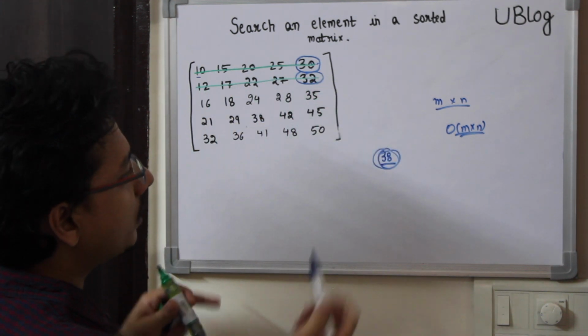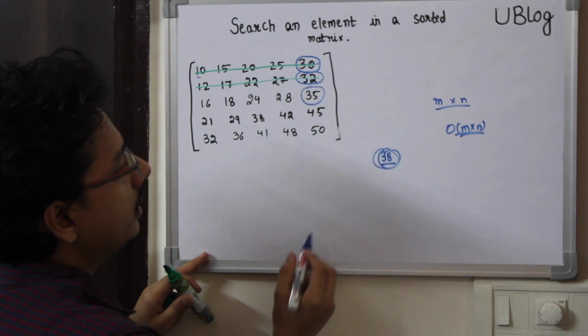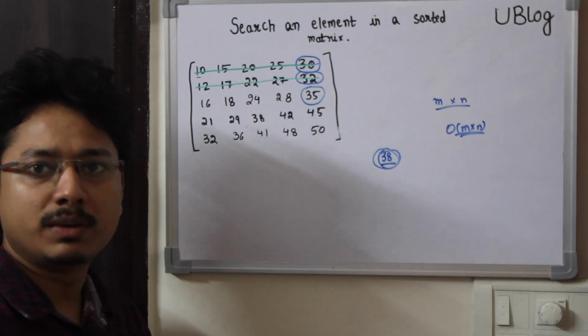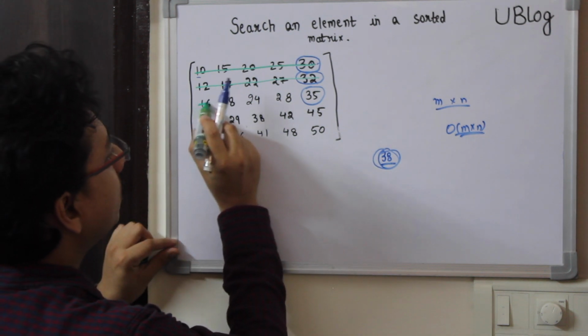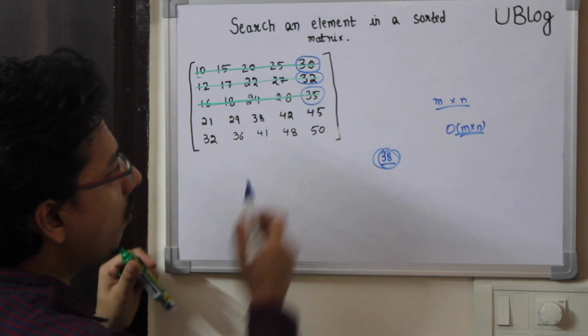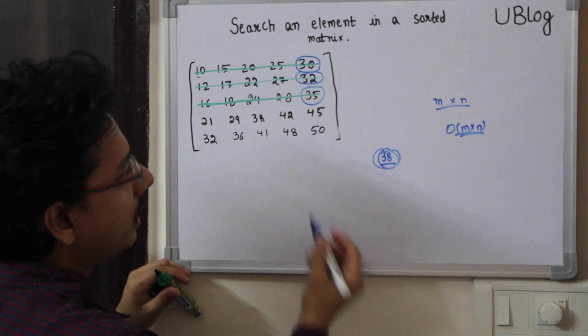So now I will come to 35. Now I compare 35 with 38. So basically 35 is also smaller than 38. So this means this entire row is also not my answer. Now I move one step down again.